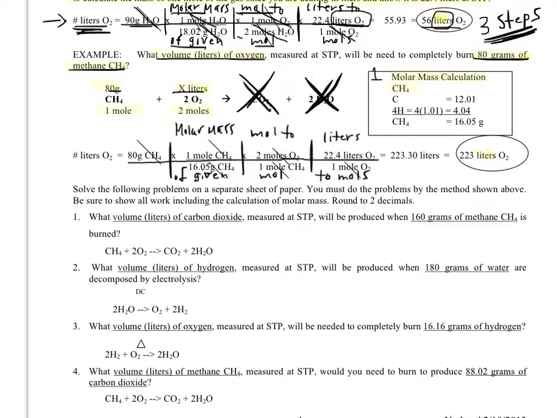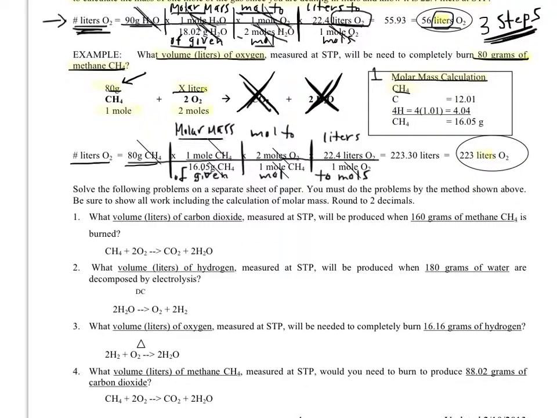Cross them out. I'm going to set up a factor label problem that is going to require a molar mass calculation. Again, just one. The thing that I'm given information about in grams is the thing that I need to calculate a molar mass for. So, I am told that I have 80 grams of methane. I want to find the number of liters of oxygen.